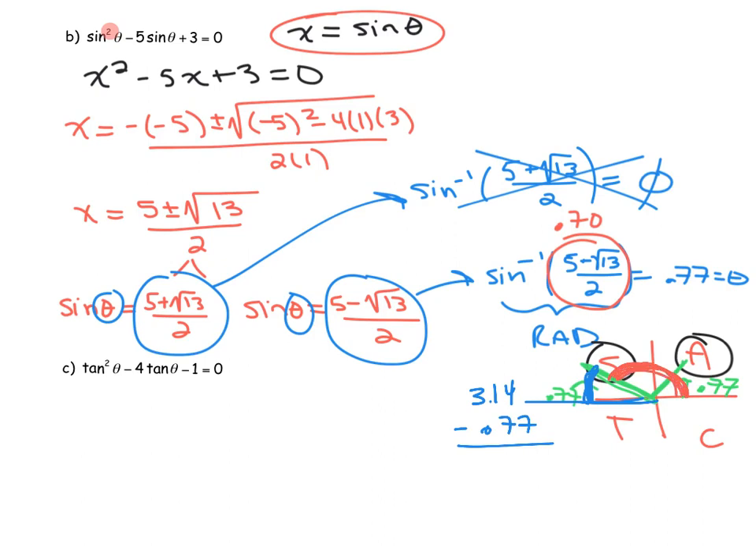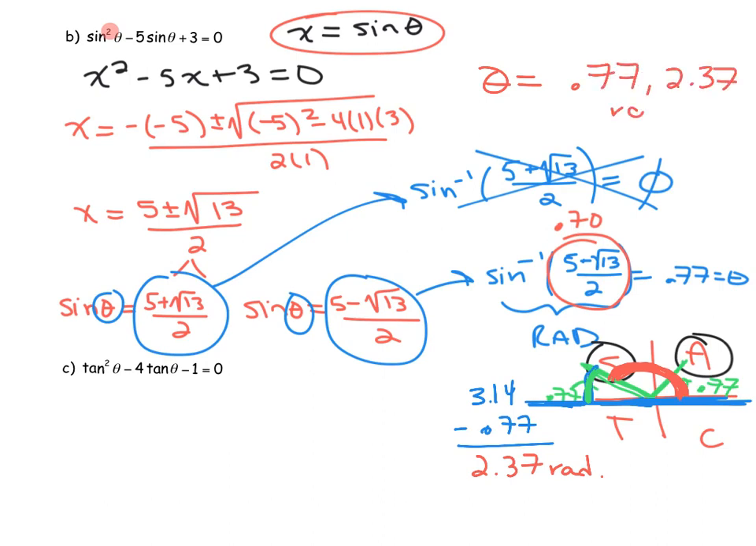If I take pi, and I subtract pi, this entire length of pi, from this reference angle here, I will end up with my total measure of the angle in the second quadrant. So if I have 3.14 minus 0.77, you end up getting 2.37. And this is all in radians, guys. So my two angle measures for sine are 0.77 and 2.37. And this is all radians.